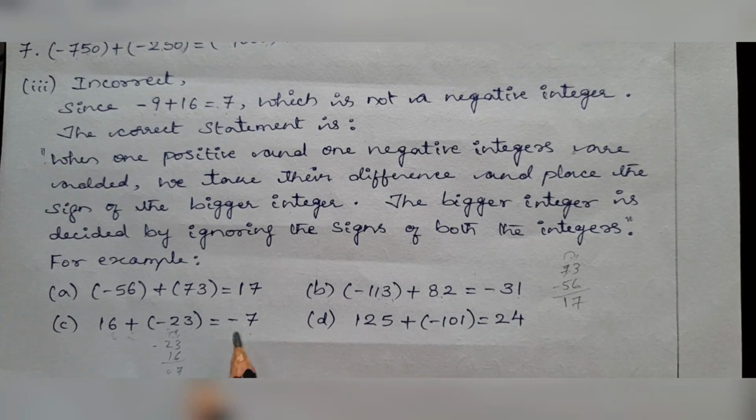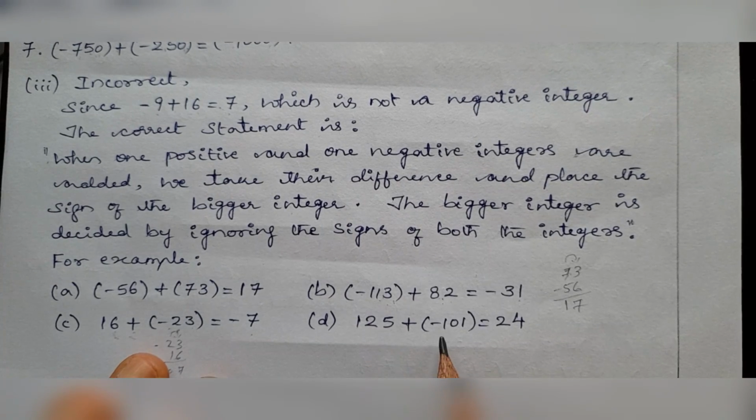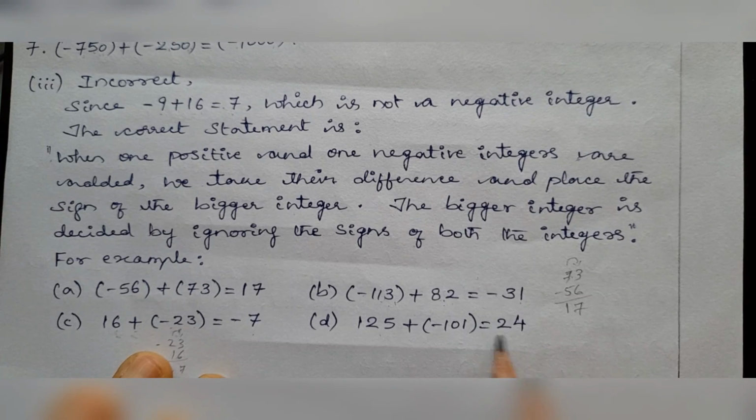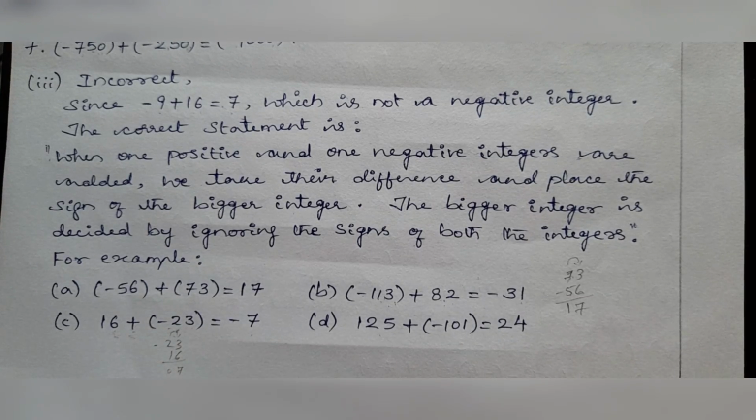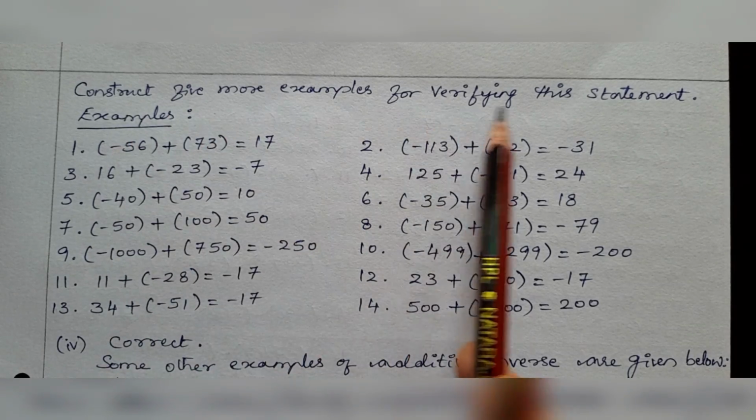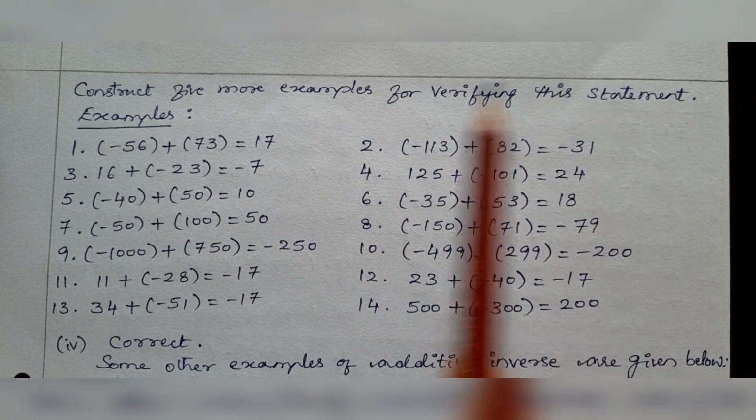Next, 125 minus 101, take their difference, the difference is 24, the bigger integer is 125, so that sign is positive, so the answer is simply 24. Next, construct 5 more examples for verifying this statement.